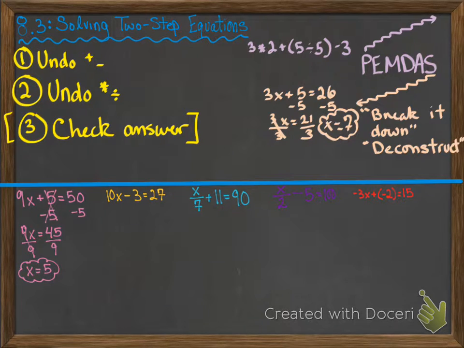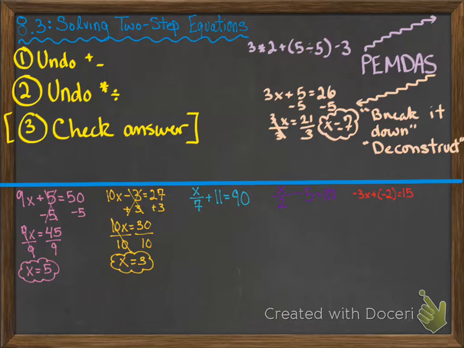Same thing for the yellow one, 10x minus 3 equals 27. Add 3 to both sides. Those 3's cancel. 10x equals 30, because 27 plus 3 is 30. How do you get x by itself? Divide both sides by 10. The 10's cancel out, and you're left x equals 30 divided by 10, which is 3. Here, I just want to add this, that the 10's cancel out.